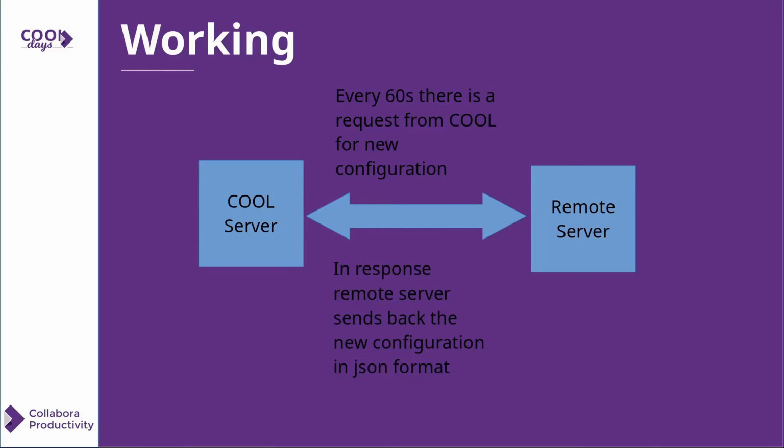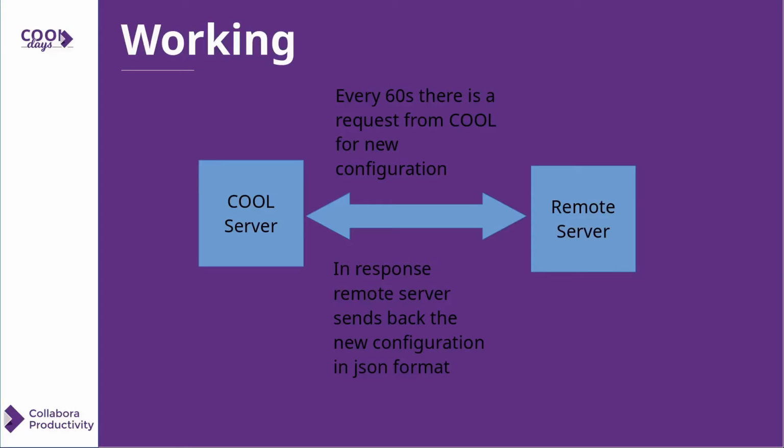Let me explain how it works. There are two nodes involved. One is cool server or a Collabora Online server, and the second one is the remote server. It can be any server which can send JSON. Every 60 seconds, there is a request from cool server to remote server for new JSON. In response, the remote server will send the configuration in JSON format.